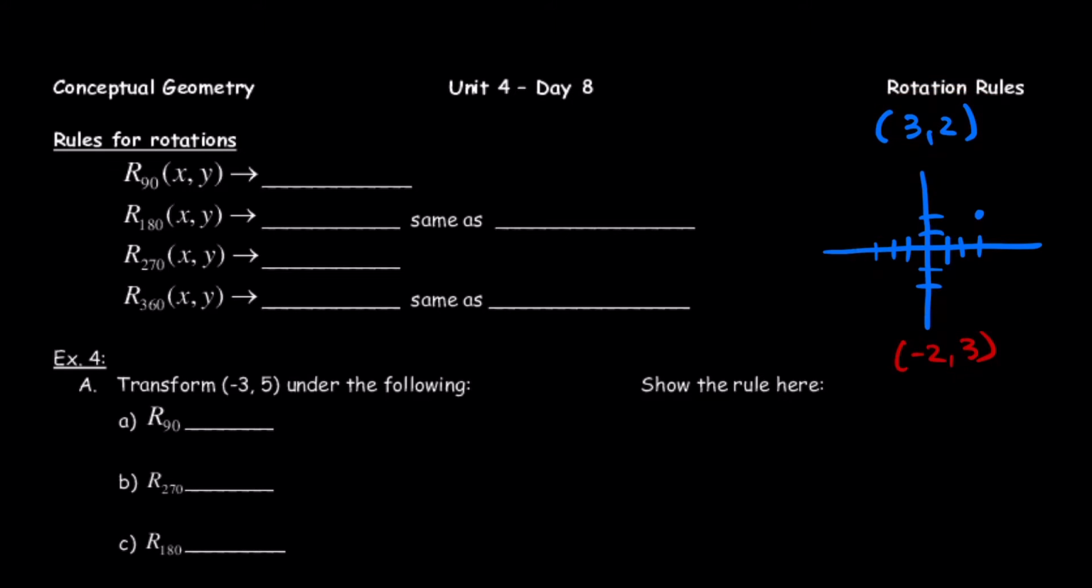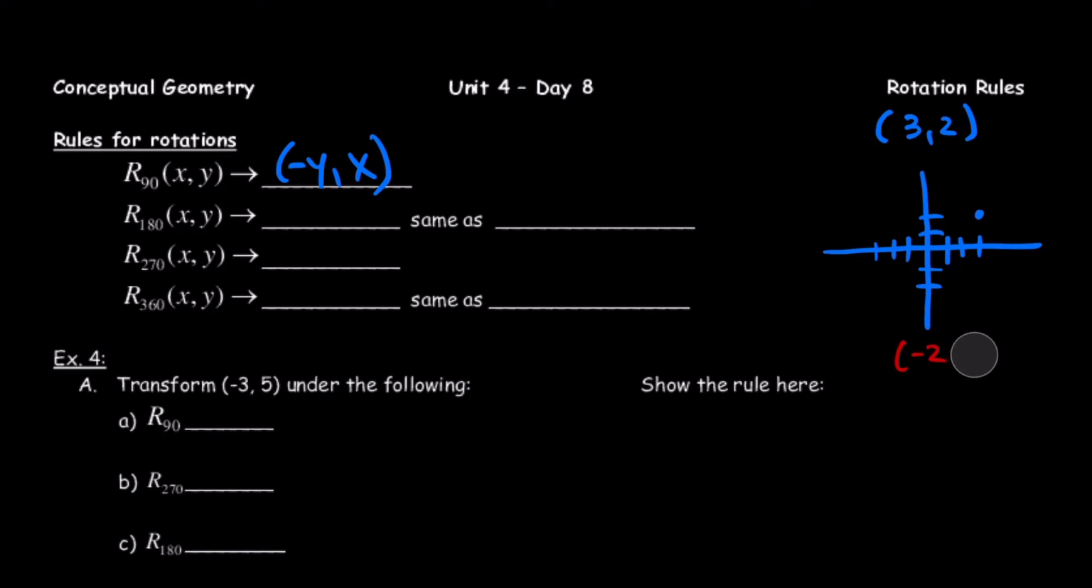A couple things I'm noticing. The order changed, right? Here it's (3, 2), but here it's (2, 3). Not only did the order change, but I introduced a negative right here. So what would this rule look like if this became (x, y)? I'd have to change the order and negate the first one. So it would become (-y, x). And that is our rule for rotating 90 degrees: (-y, x).